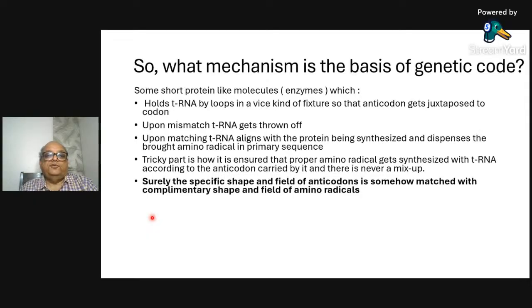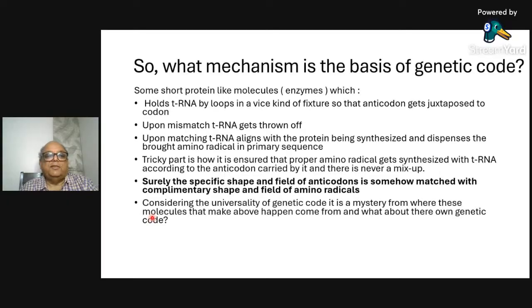Well, surely, probably it is the specific shape and field of anticodons which is somehow matched with the complementary shape and field of amino radical. So that is the only engineering possibility that it could be like that. Considering the universality of genetic code, it's still a mystery from where these molecules that make the above happen come, who makes these macromolecules, and what about their own genetic code? How do they get formed? How do they get stored on DNA? How are they formed in the first place?